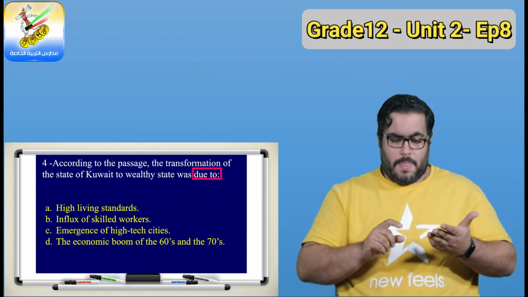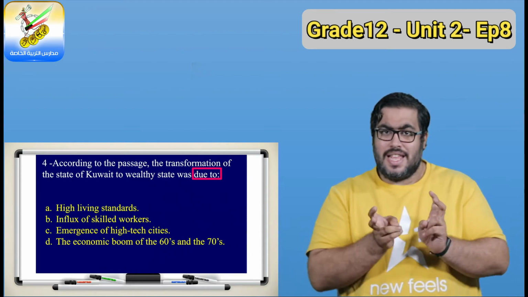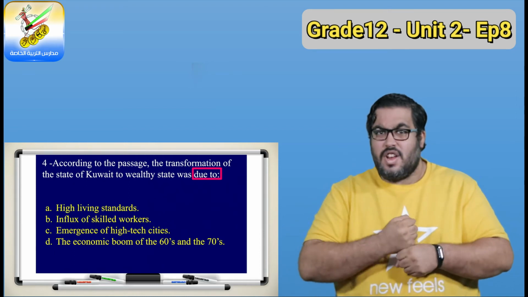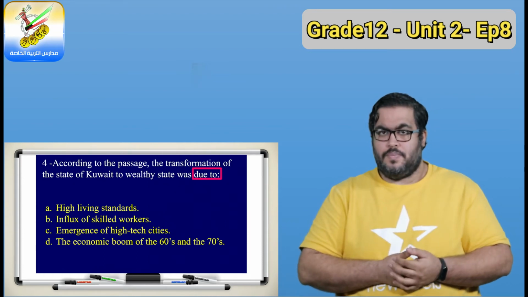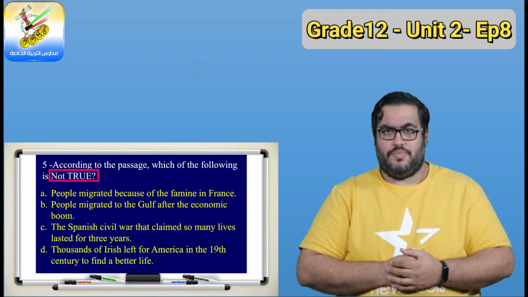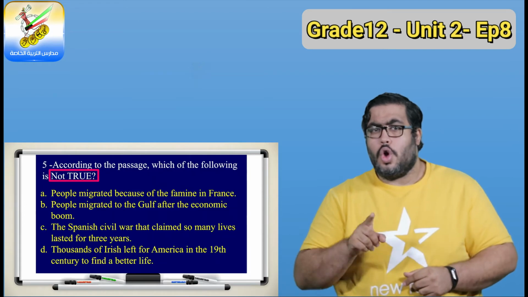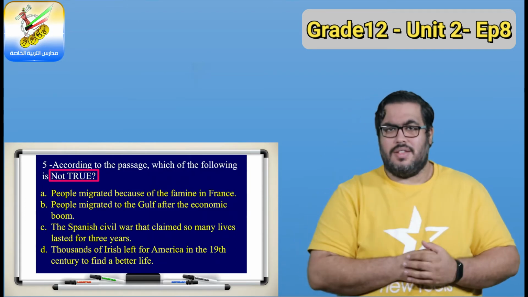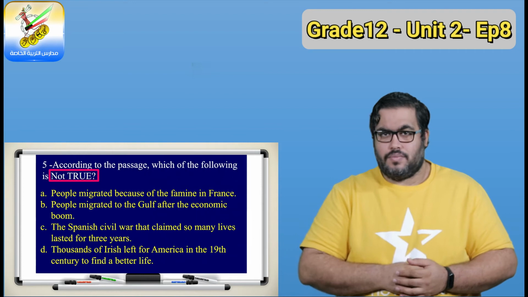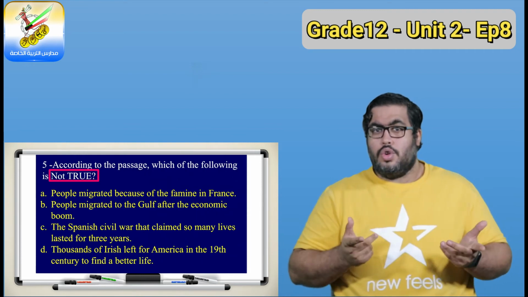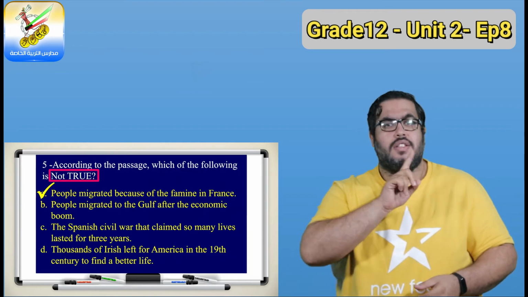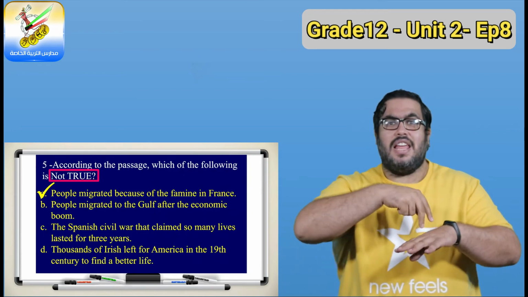Question number 4. According to the passage, the transformation of the state of Kuwait to wealthy state was due to. What happened that made Kuwait the wealthy state? What do you think? The economic boom of the 60s and the 70s. According to the passage, which of the following is not true? Focus here. They don't want the true sentence. They want the false one, not true. If you go back to the passage, you will realize that it's A. People migrated because of the famine in France. This is not true. This is false. The other sentences are true though.